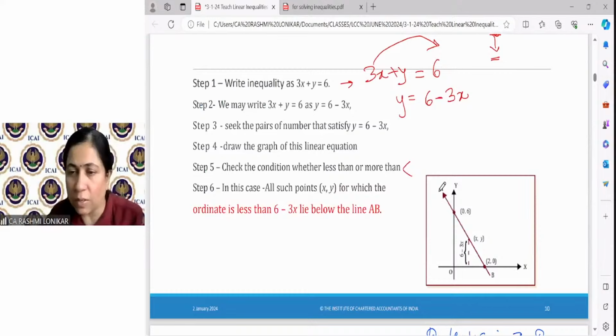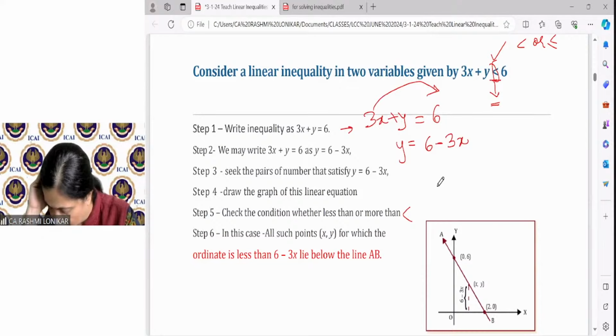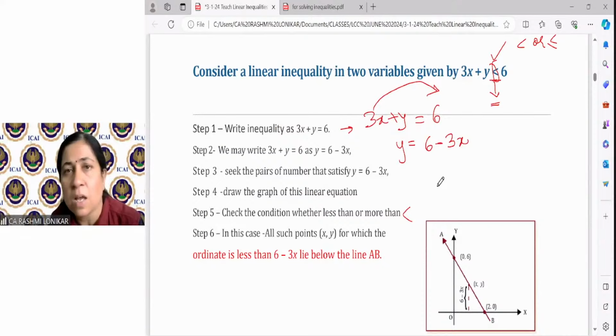Now that is why I'll just repeat for Sanika and the others. Sanya, yes, for mathematics and statistics, the whole paper is objective, okay? So you have to just understand the concept and then we'll be doing it. So I just repeat because this is very important. Once you know this concept, you can solve the sums very easily. Take the inequality that is given to you, write it as an equality, solve it, put x is equal to 0, put y is equal to 0, get the values, then draw the graph, and then see what is the condition, whether it is greater than or less than, and depending on that, you are going to choose the area which is your feasible solution.